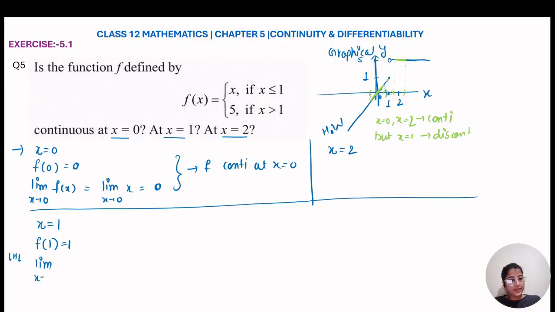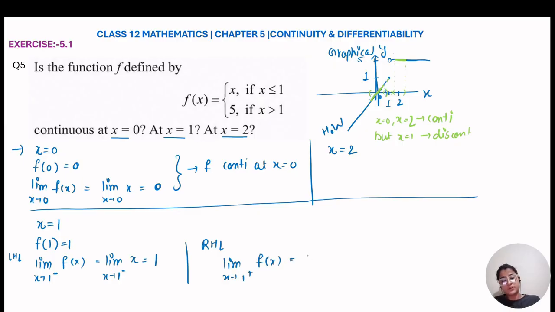Left hand limit will be limit x tends to 1 minus f of x. As you can see, for x less than 1, the function value is x. So limit x tends to 1 of x is nothing but 1. Now let's find our right hand limit. As you know, right hand limit will be limit of x tends to 1 plus f of x. For x greater than 1, the function value is 5. So that is limit of x tends to 1 plus of 5, so its limit value is 5.